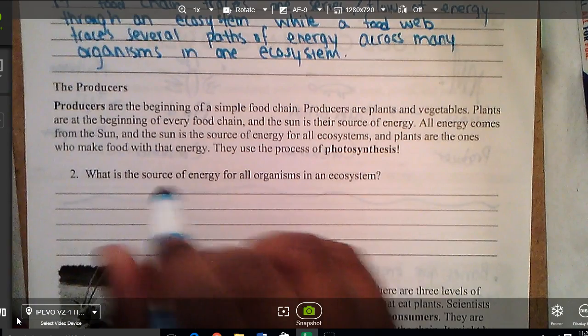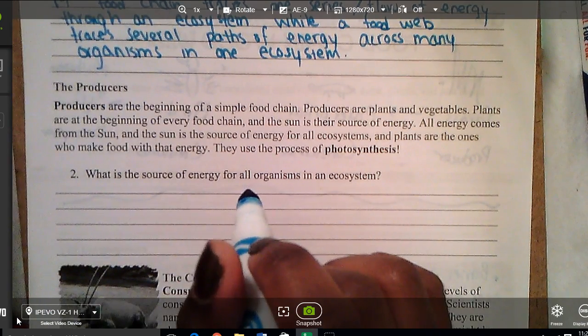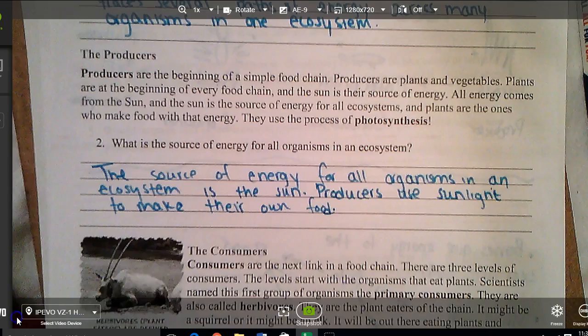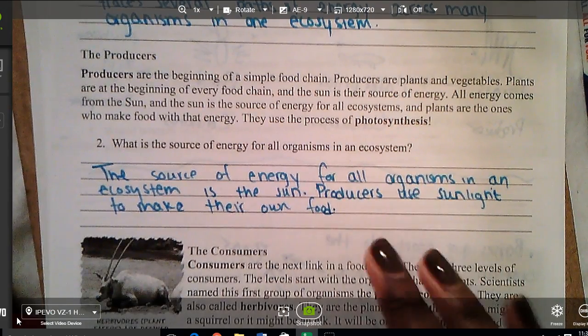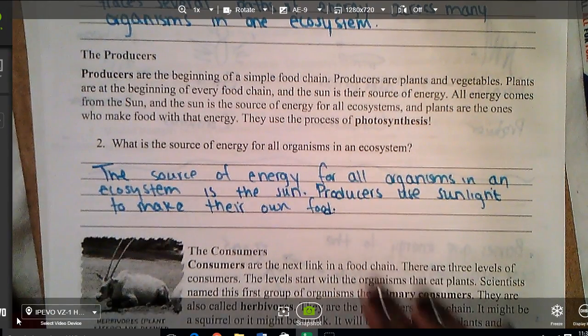So my question is, what is the source of energy for all organisms in an ecosystem? Awesome. So the correct answer here should read something like, the source of energy for all organisms in an ecosystem is the sun. Producers use sunlight to make their own food.